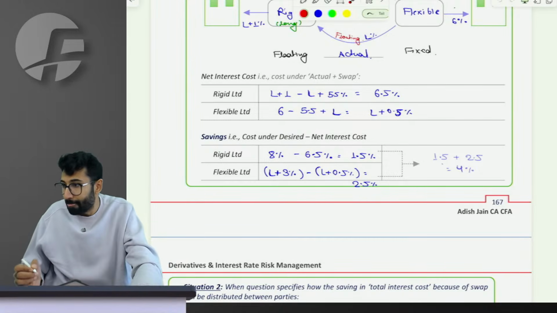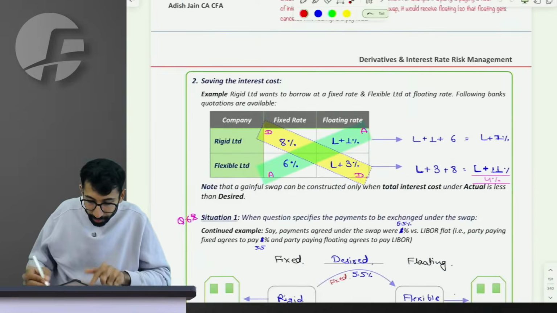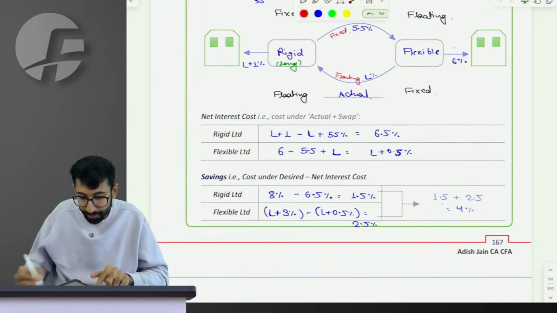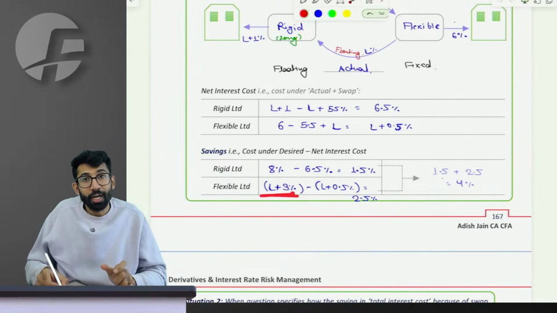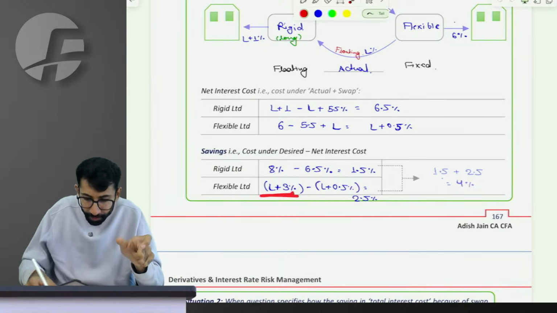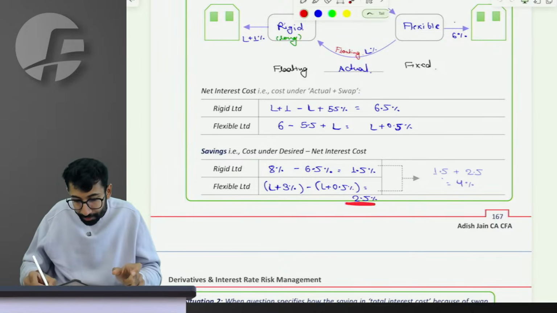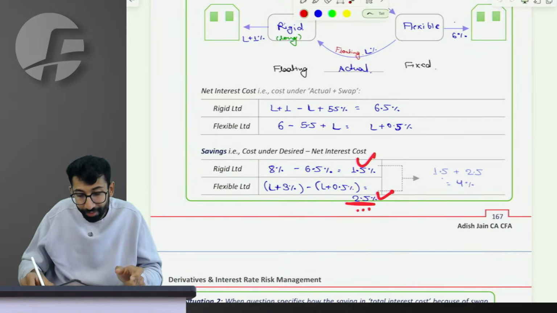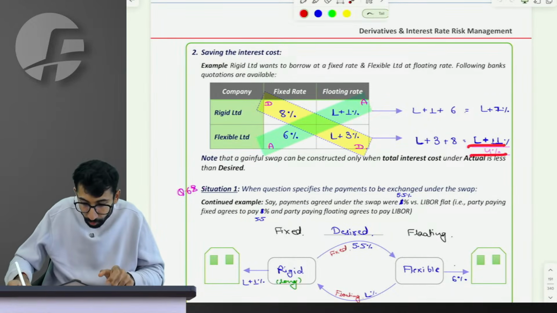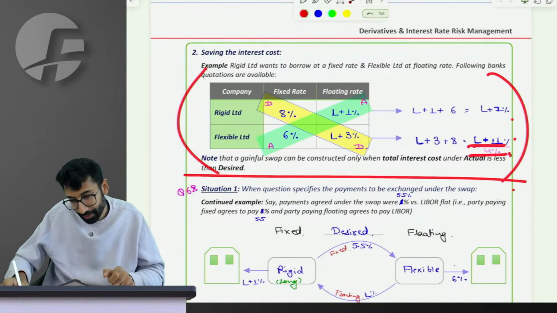Similarly, Flexible, if you go to the bank and borrow at your own wish, it is L plus 3 as your cost. However, when you go through me, when I do you otherwise and you enter the swap, the effective cost you're paying is only L plus 0.5. So you will also end up saving 2.5. This saves 1.5, this saves 2.5, the total saving is 4%, which matches with the original saving which I planned for these parties. This is why the two parties enter into swap.